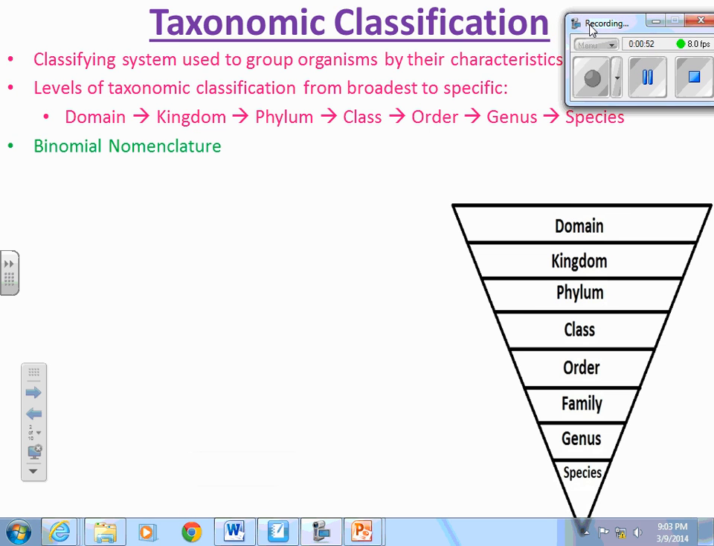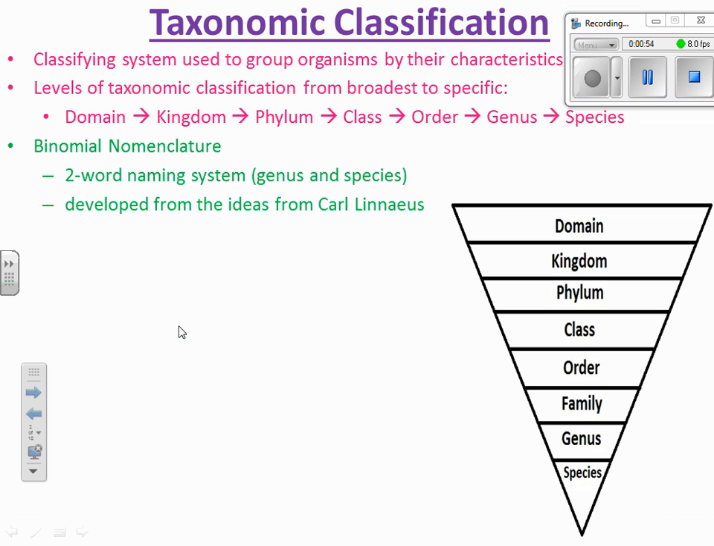So, binomial nomenclature. They use taxonomic classification in order to come up with a naming system, which includes the genus and the species from the taxonomic classification levels. This was developed from the ideas of Carl Linnaeus. Some examples of binomial nomenclature or scientific names for organisms would be Felis rufus, which is the scientific name of a bobcat, or Homo sapiens, which is the name of people.